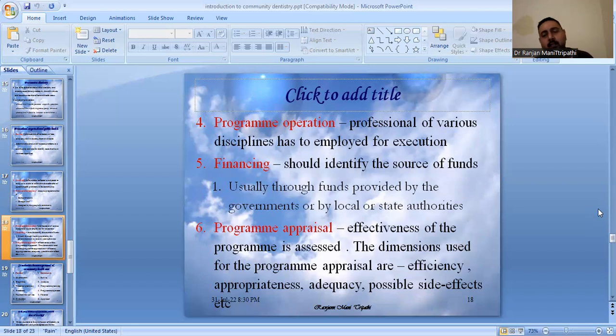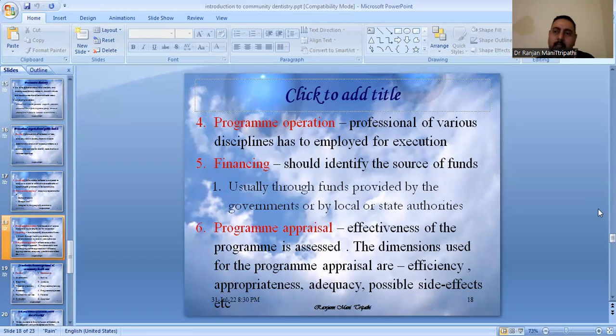So program operation, the professionals of various disciplines have to apply for execution, and the financing should identify the source of funds, usually through funds provided by the governments or by local or state authorities.